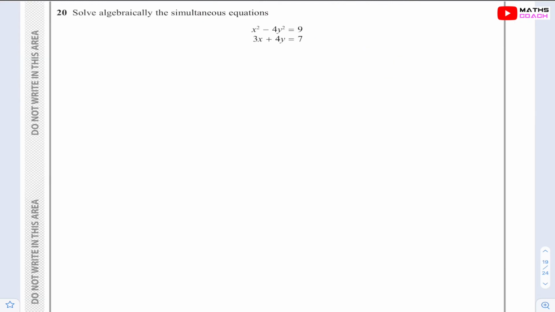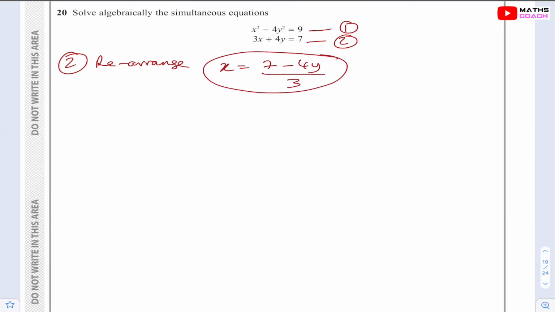Now you have a quadratic and you have a linear. So let's start by labeling 1 and 2. I have a video for this on the channel, so if you need further help on this, go and check that out, guys. So we take equation number 2, the linear, and we rearrange in terms of the x or the y. I'm going to rearrange in terms of x. So I'm going to take the 4y to the other side and then divide by 3. So I have x is equal to 7 minus 4y over 3. And that is what I would sub into equation number 1.